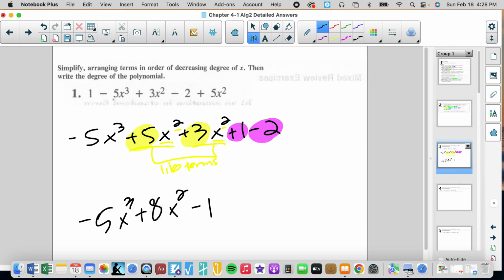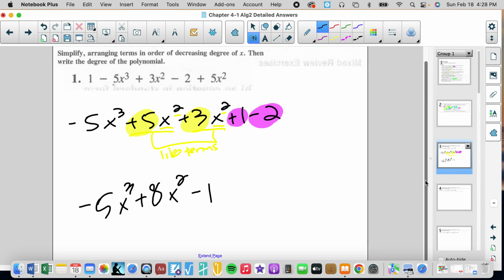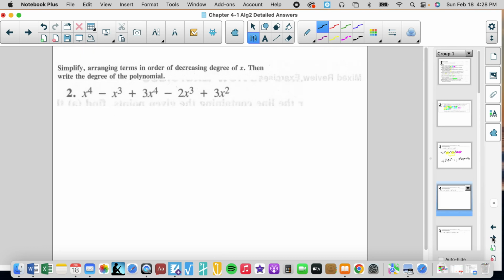And then it says write the degree of the polynomial. Well, this is a third degree polynomial, or trinomial, because it has 3 terms. And that's all we're going to do with these.